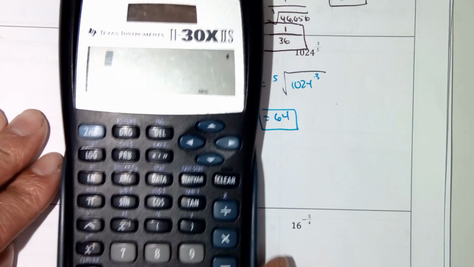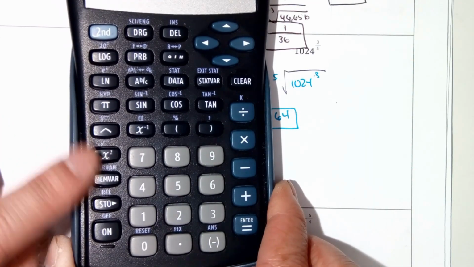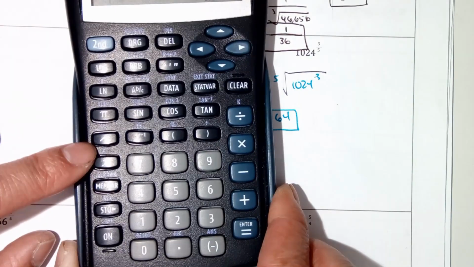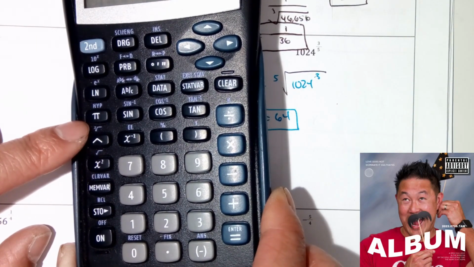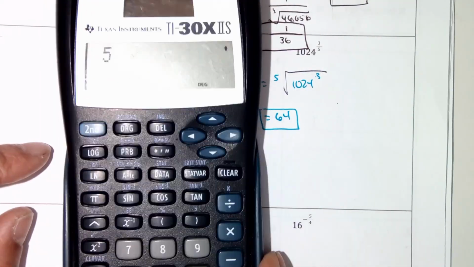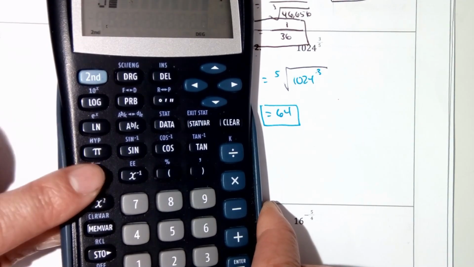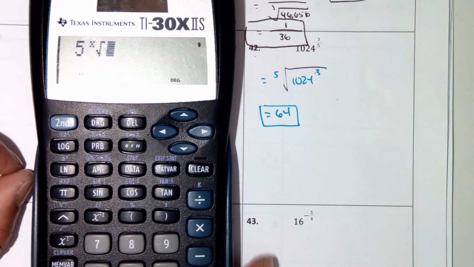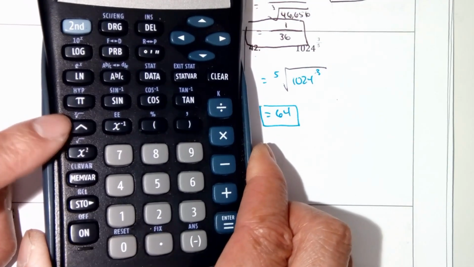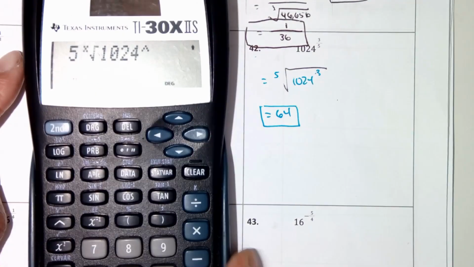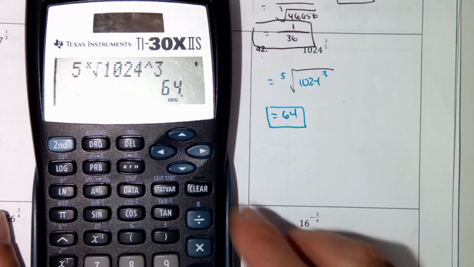This calculator is a little bit different. So there's square root, those are opposites, and then the one we want is above this up arrow or the caret that has a radical sign with an x, which represents the index or root. It's hard to see. Ours is 5. So in ours, you have to press 5 first, then second, then the up arrow or the caret, and then you type in 1024, and you can also do it to the third power using the caret. Press enter, voila, it's going to be 64.